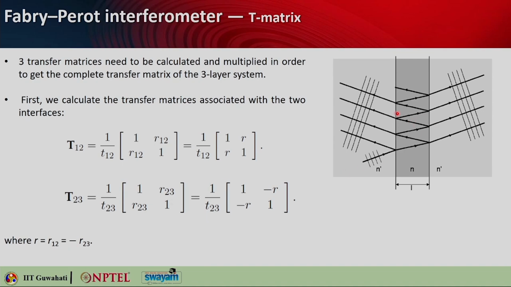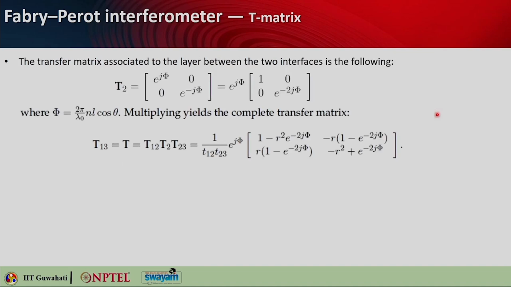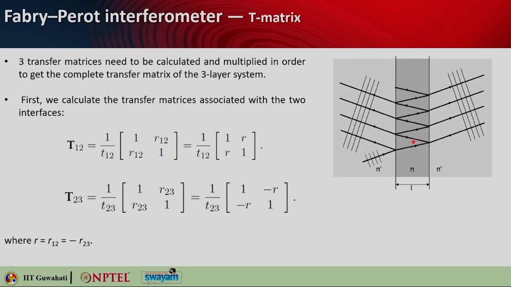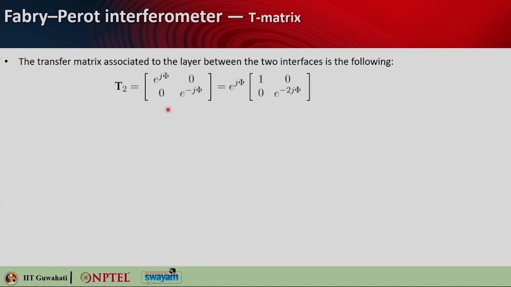So you have got the 2 transfer matrices. What is left? The only thing left is the transfer matrix in layer 2, that we name as T2. See, it is only written 2, not in IJ format. Layer 2, so it is only 2. So e to the power j phi, 0, 0, e to the power minus j phi.